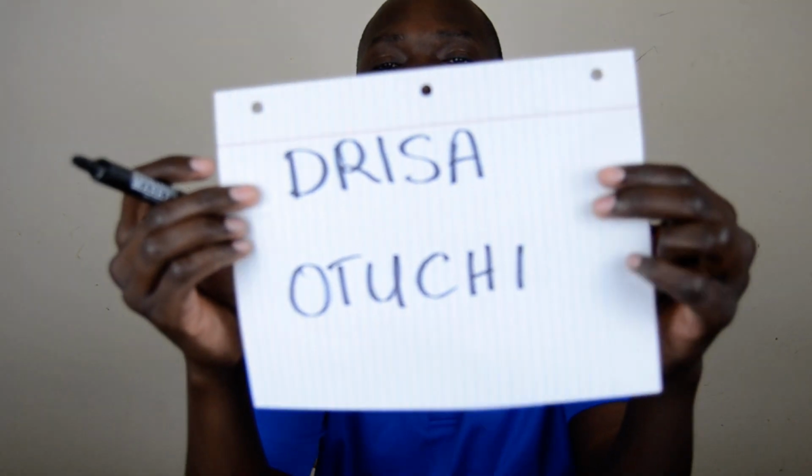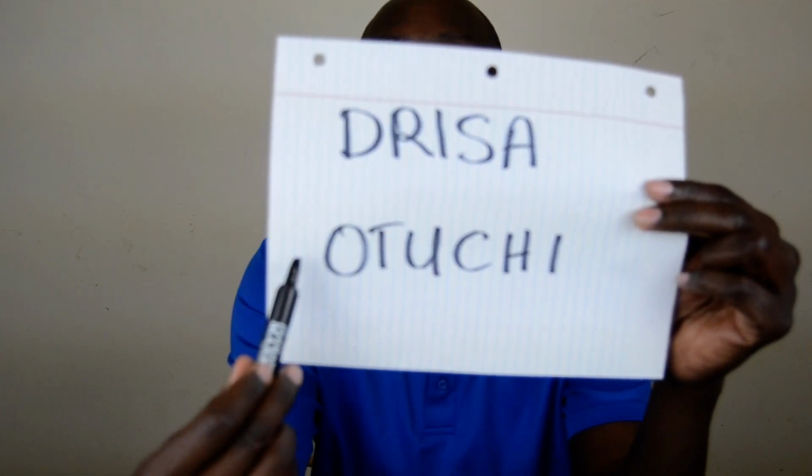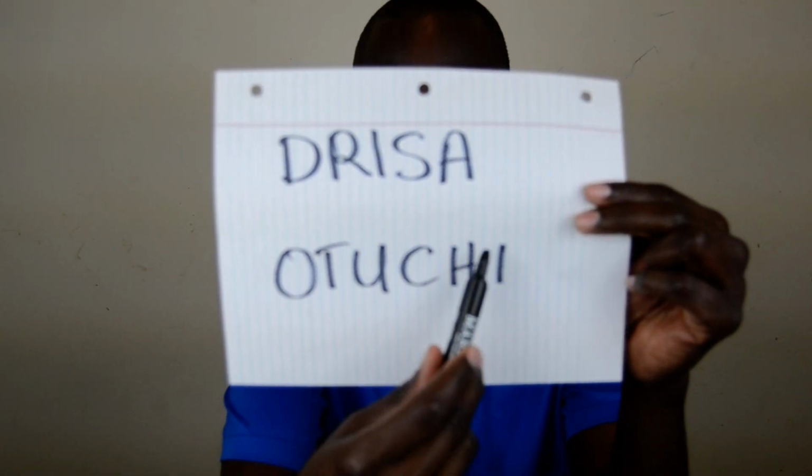Now, since we have married Luo and English, we now say drisa. Some people say drisa, but the initial name is otuchi.